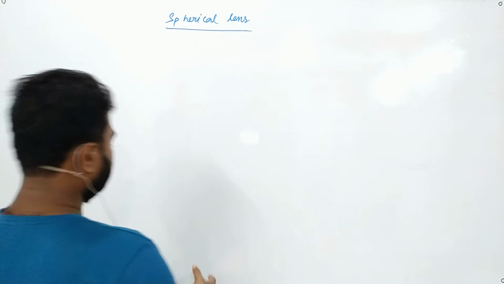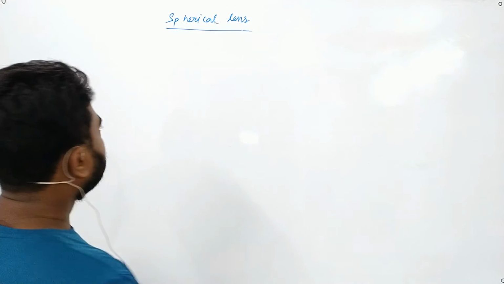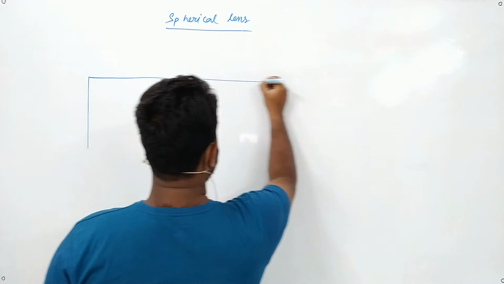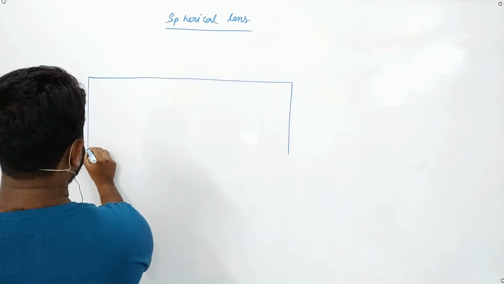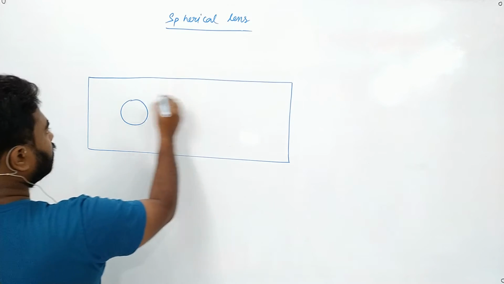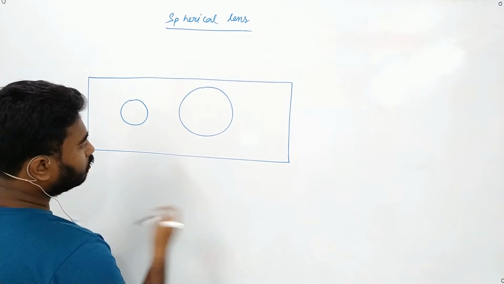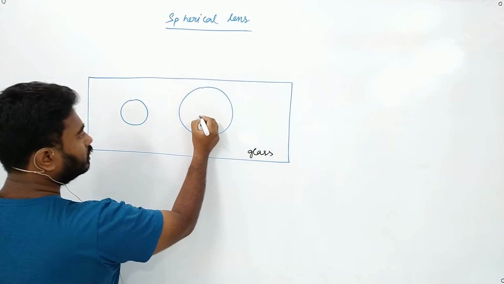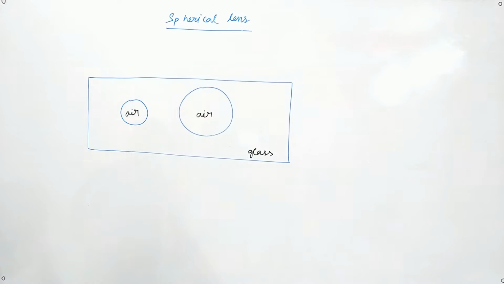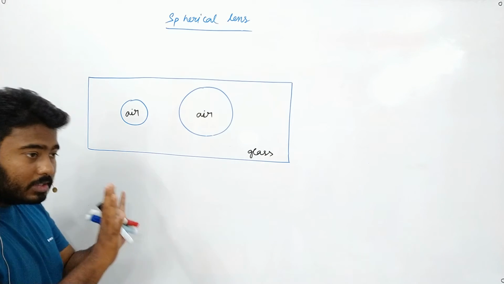Okay, so we were doing spherical lens. Now suppose you have a glass block, and all of us have seen empty bubbles inside a glass block. Like this portion is glass, this portion is air, this portion is also air. Have we seen something like that? Yes, sir. Now just imagine it in this way. Understand carefully.